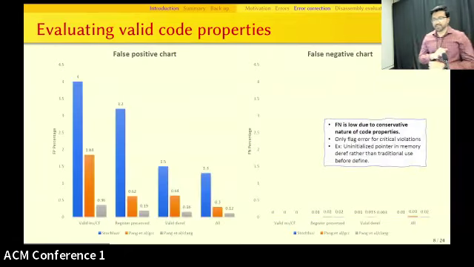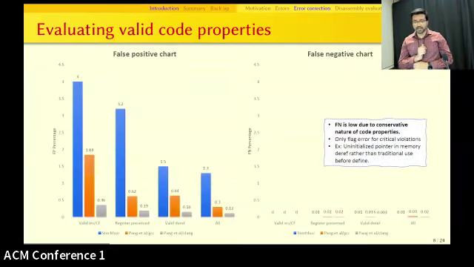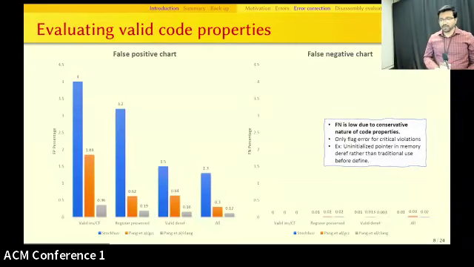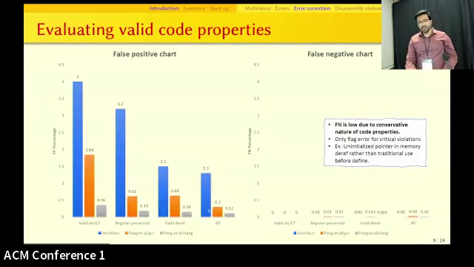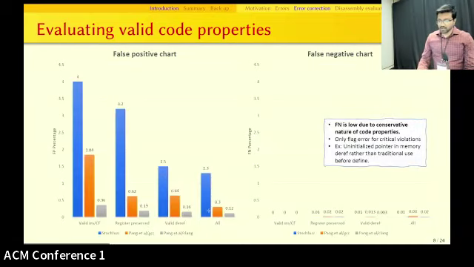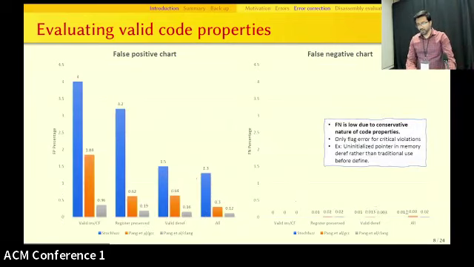So this chart shows the effectiveness of our valid code properties. The left-hand side chart is the base result that is obtained if we only check for valid instructions and valid control flow. And the rightmost bar shows the reduction in false positives when you use all our valid code properties. So we can see that the valid code properties are able to reduce false positives. At the same time, they're able to keep the false negatives low. This is particularly because our properties are conservative in nature, and we only check for critical violations.